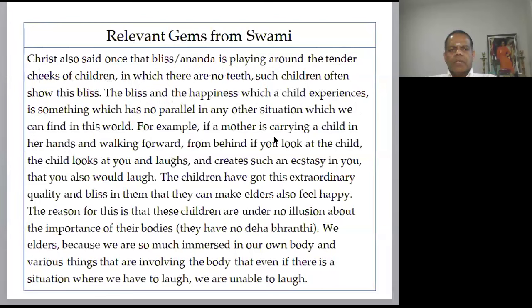For example, if a mother is carrying a child in her hands and walking forward from behind, if you look at the child, the child looks at you and laughs and creates such an ecstasy in you that you also would laugh. The children have got this extraordinary quality and bliss in them that they can make elders also feel happy. The reason for this is that these children are under no illusion about the importance of their bodies. They have no deha bhranti.